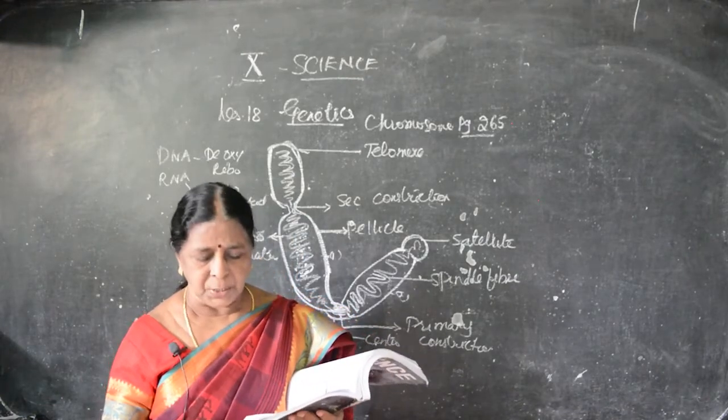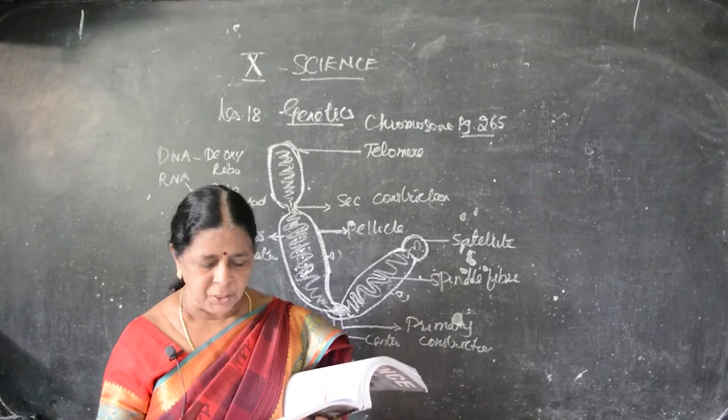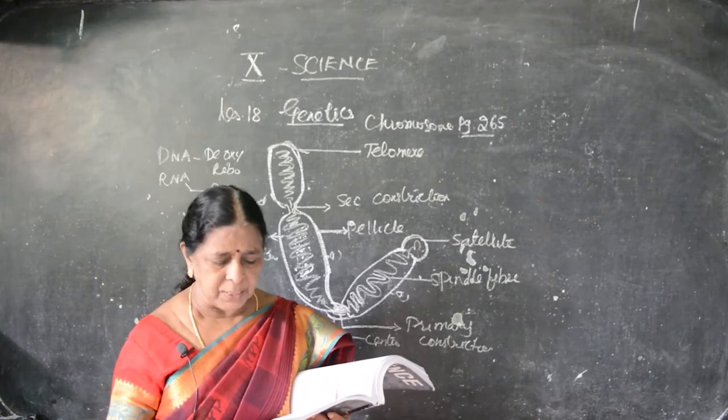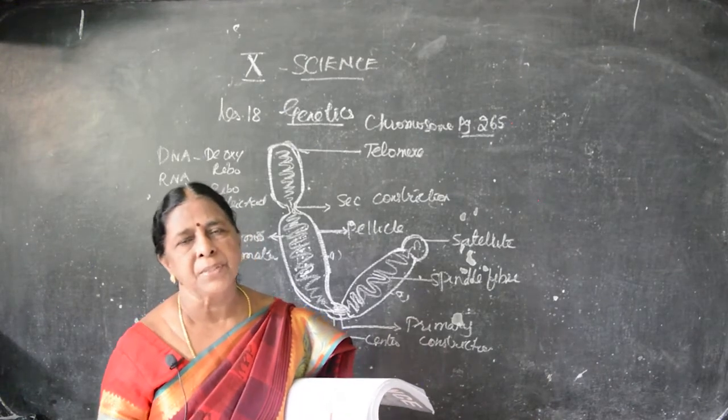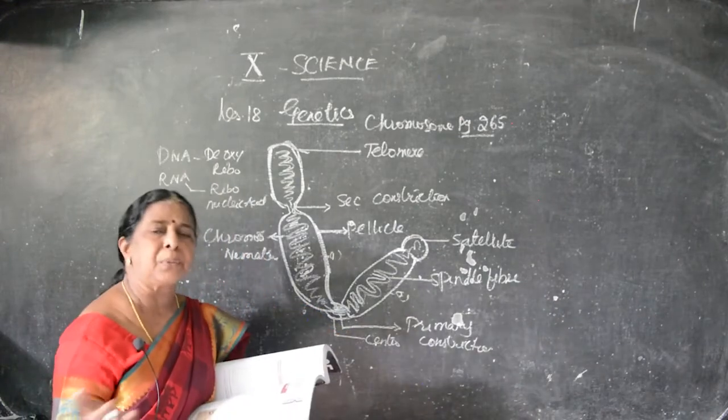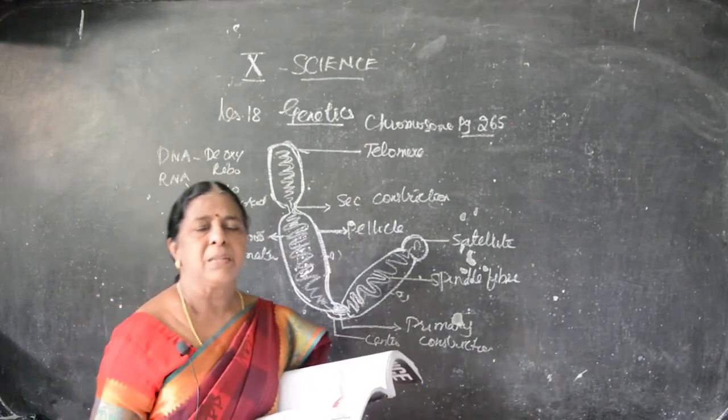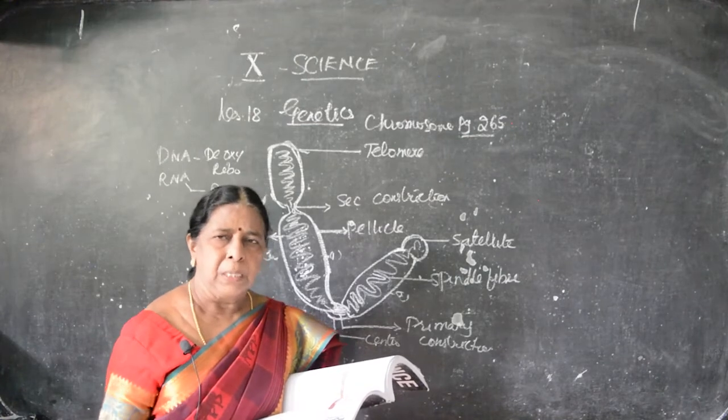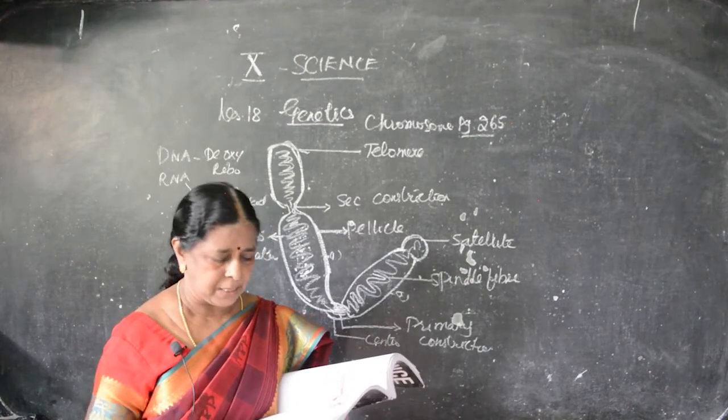Primary constriction, or centromere. The centromere is the region where spindle fibers attach to the chromosome during cell division. The chromatids divide together and join together during cell division, which helps the plant to develop the cells of the organism.